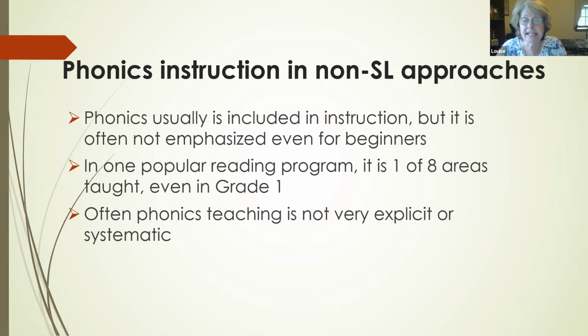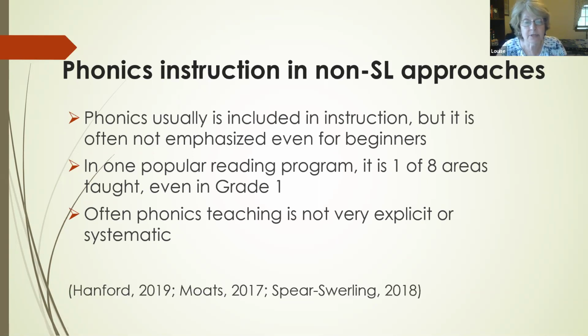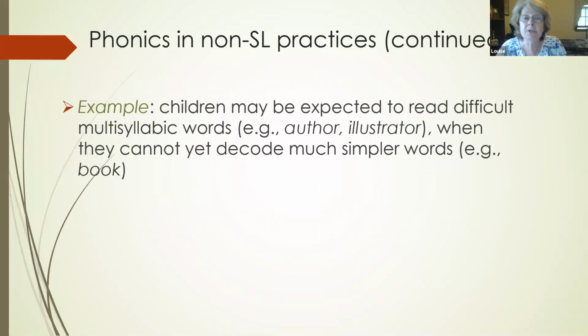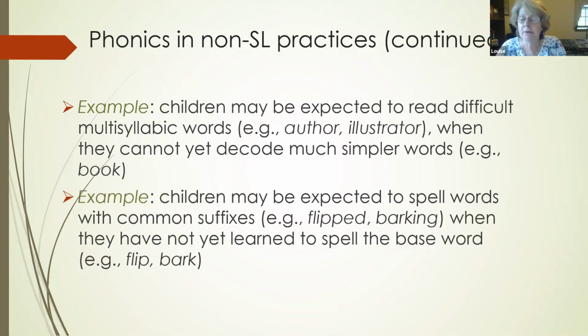Often this phonics teaching is not very explicit or systematic. For example, children may be expected to read difficult multisyllabic words such as author or illustrator when they cannot yet decode much simpler words such as book. Or children may be expected to spell words with common suffixes like flipped and barking when they have not yet learned to spell the base words flip and bark.